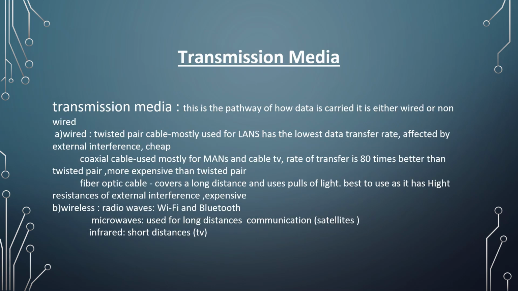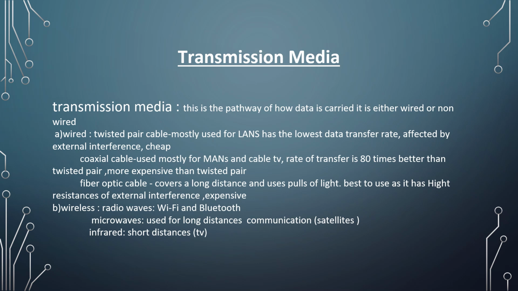Transmission media is a pathway of how data is carried. It is either wired or non-wired. Wired are twisted pairs of cables mostly used for LANs and has a low data transfer rate. They are affected by external interference, which are cheap. Coaxial cables are used mostly for MANs and cable TVs. The rate of transfer is 80 times better than the twisted pair. They are more expensive than the twisted pair. Fiber optic cable covers a long distance and uses pulses of light. It is best to use as it has a high resistance to external interference, which are expensive.